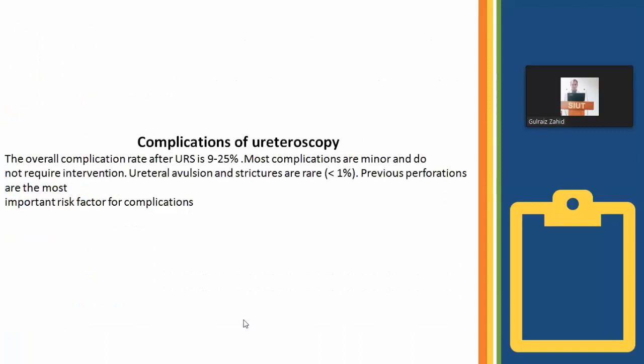Complications of ureteroscopy. The overall complication rate after URS is 9 to 25%. Most complications are minor and do not require intervention. Ureteral avulsion and strictures are rare, less than 1%. Previous perforations are the most important risk factor for complications.